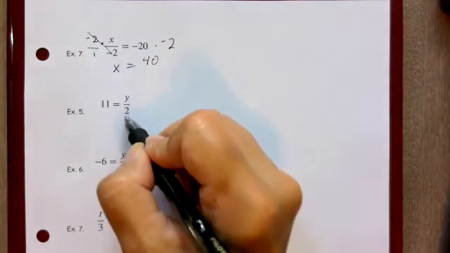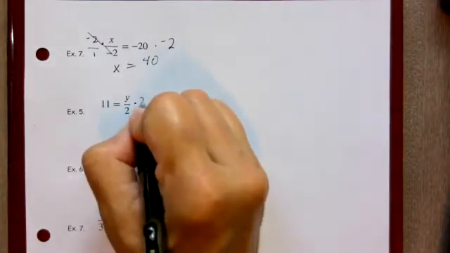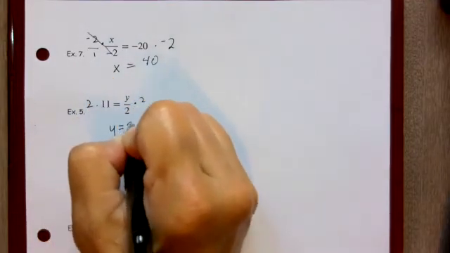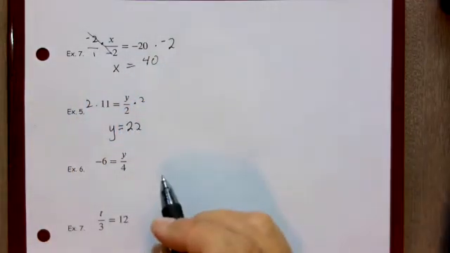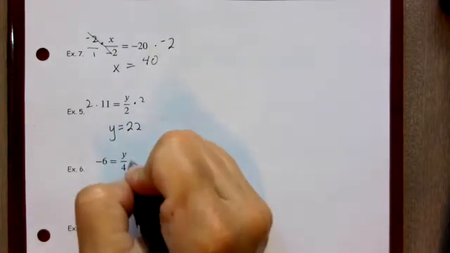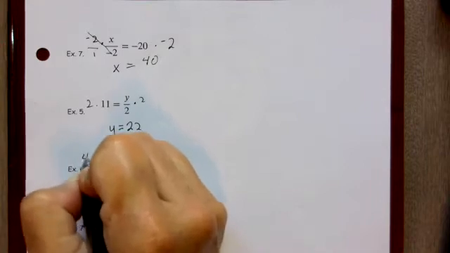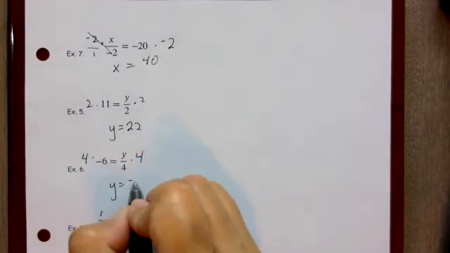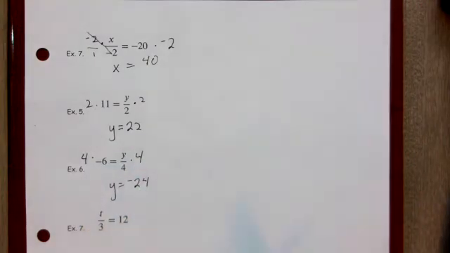So y divided by 2 is 11. I'm going to multiply both sides by 2, and y equals 22. Here, if I'm being divided by 4, I need to multiply both sides by 4. So y equals, it's going to be negative 24.